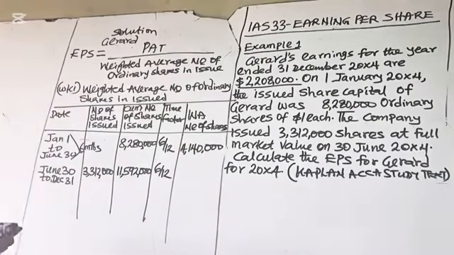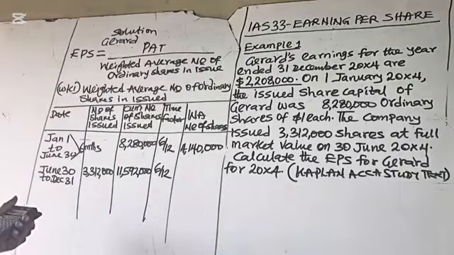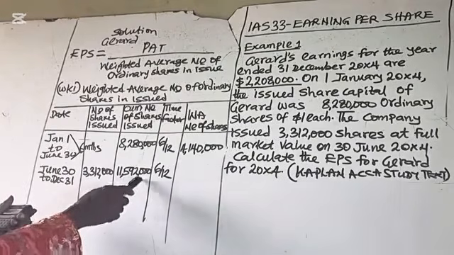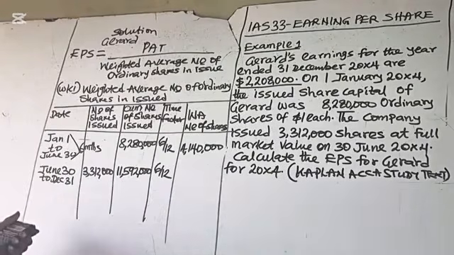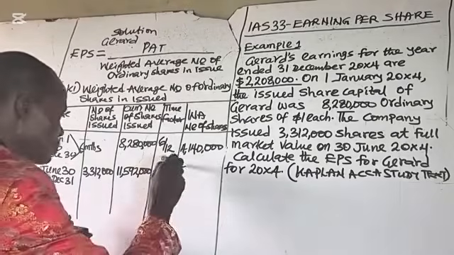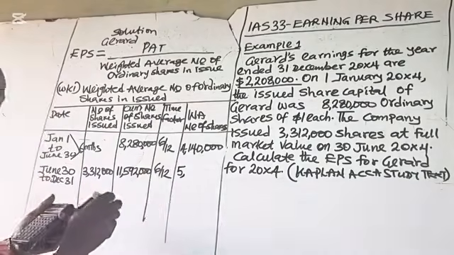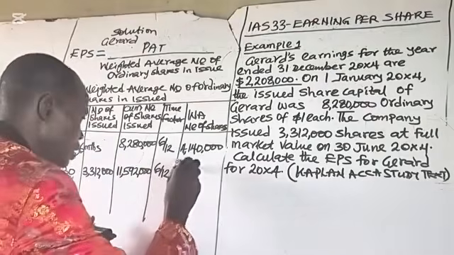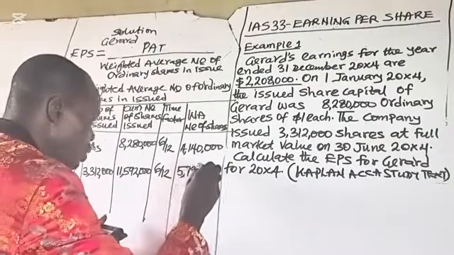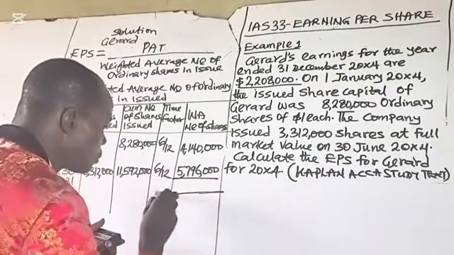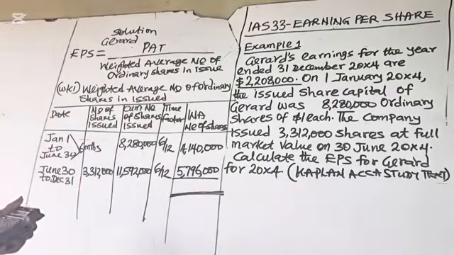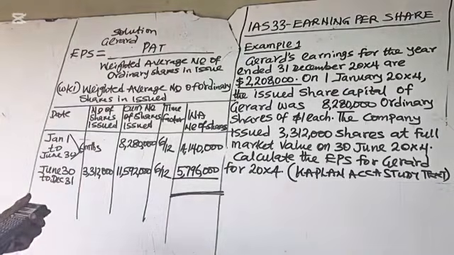The second one, we have 11,592,000. 11,592,000 times 6 divided by 12. That also gives us 5,796,000. So by the time you sum them up, you will get the weighted average number of shares in issued.